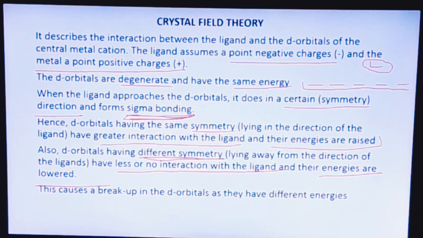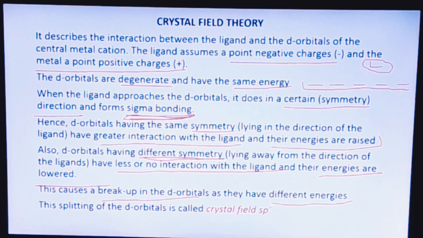Since some of the d orbitals of the metal have symmetry or geometry which is the same as the incoming ligand, those d orbitals have higher interaction. Therefore, their energy becomes very high. In that case, the energy of those orbitals becomes different from the remaining orbitals. Since the energy is high, they move upwards. So there is a breakup in the d orbitals because of the different energies. We call this breakup of the d orbitals of the metal the crystal field splitting.